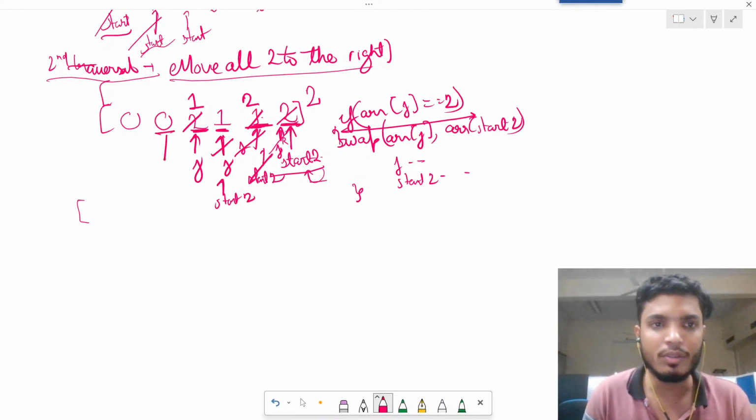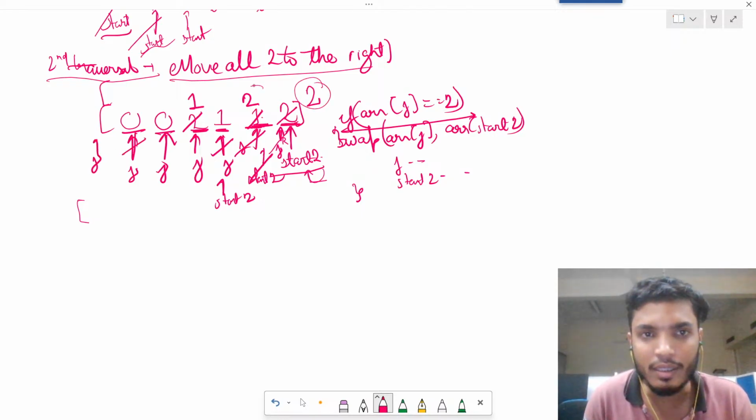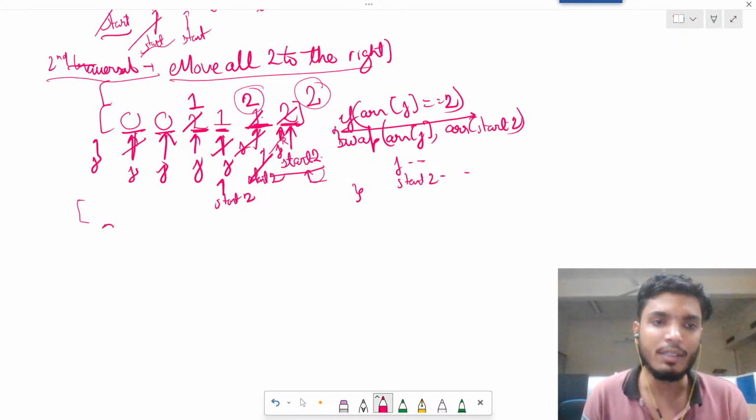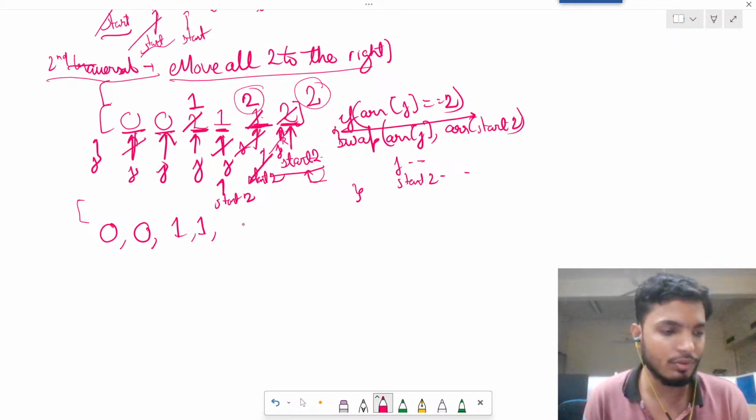Again I'll move. Is it 2? No. Is it 2? No. So again j will be crossing here. So now you can see that all the 2's are at the right position. So what happened? My final array will be 0 0 1 1 and 2 2.